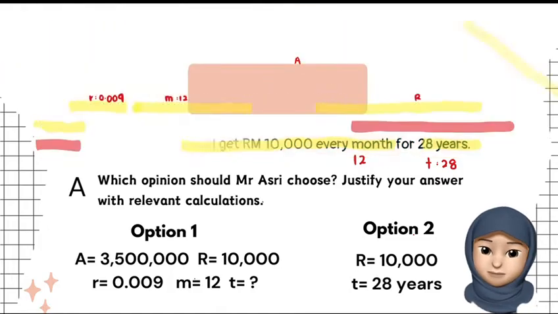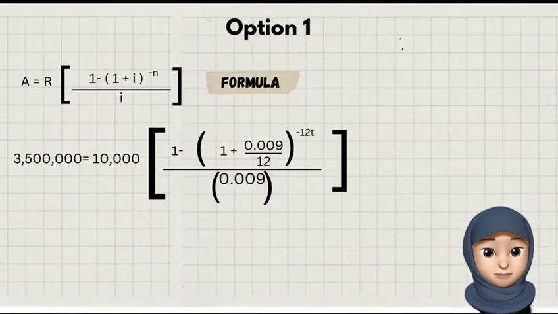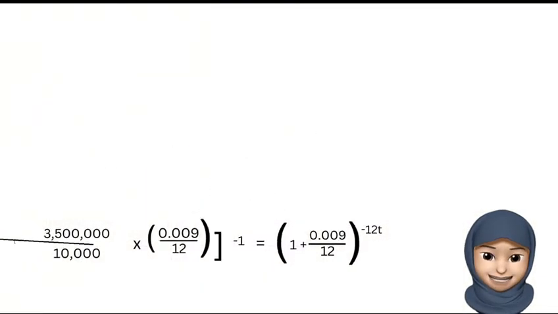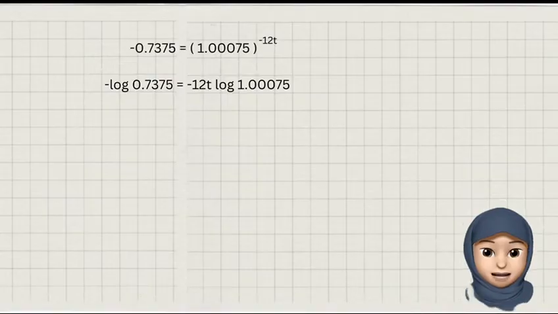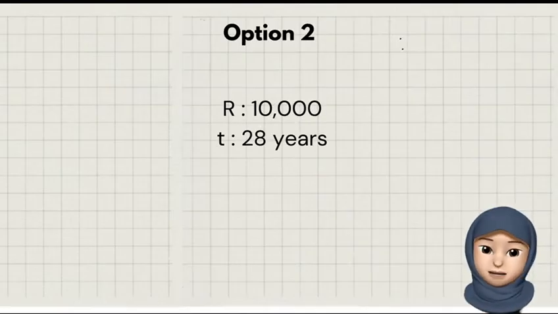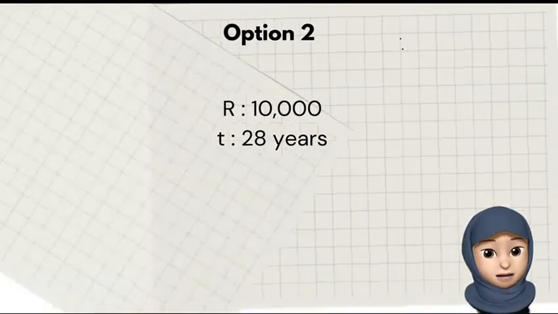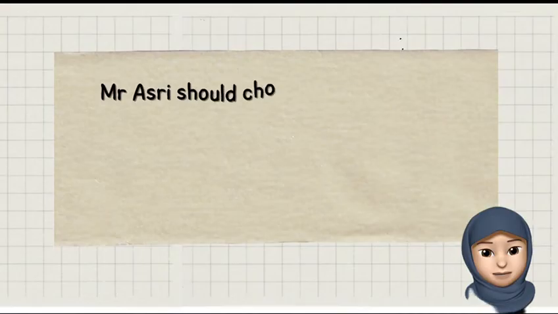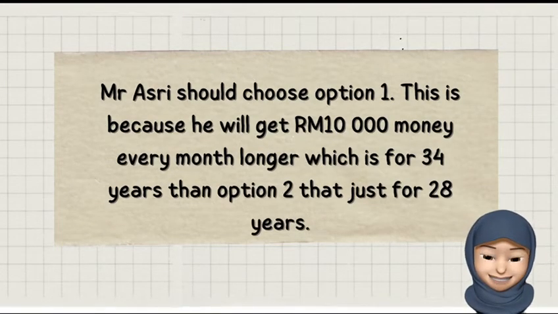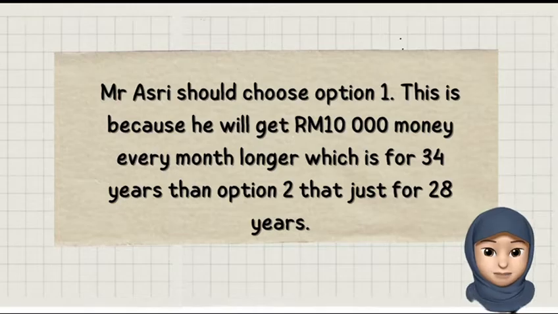By using the information that we have listed down just now, we have to substitute into the A formula. This question is different from other questions because we have to use log to find the t. The answer for this question is t equals to 34 years. For option 2, t equals to 28 years. So after we have compared option 1 and option 2, I think Mr. Asri should choose option 1 because he will get the money every month longer, which is for 34 years, than option 2 that is just for 28 years.